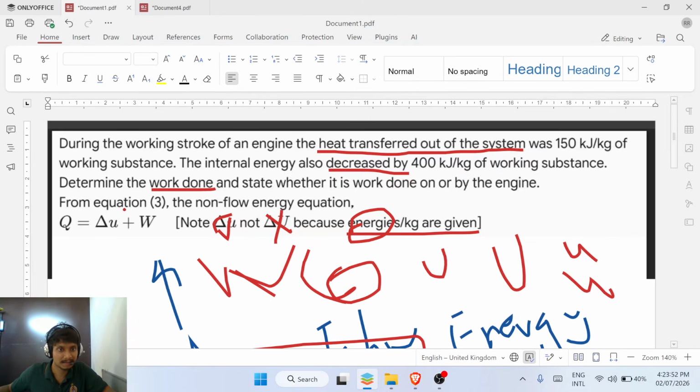From the non-flow energy equation, which we have already discussed in the part one video.